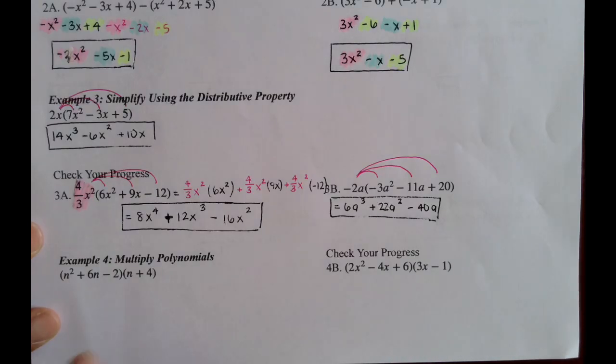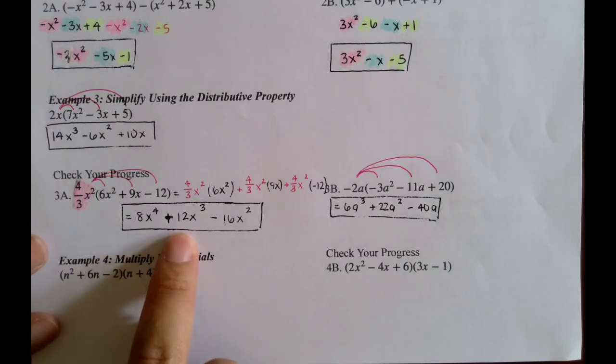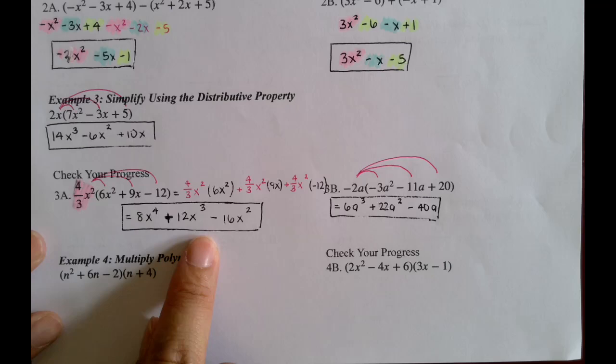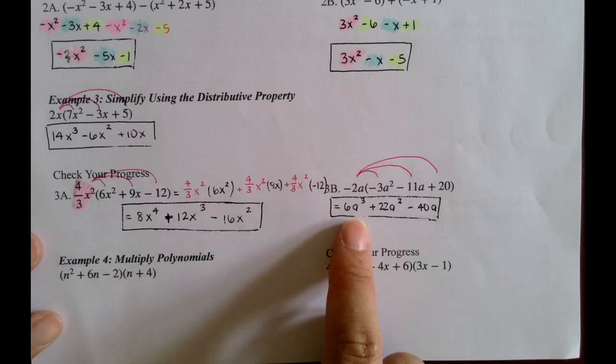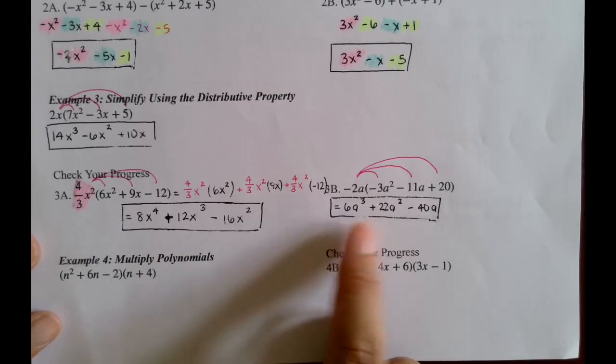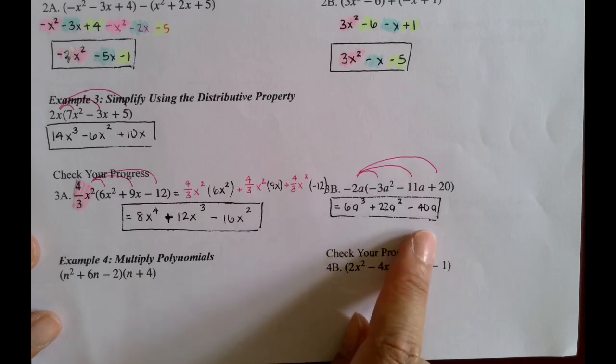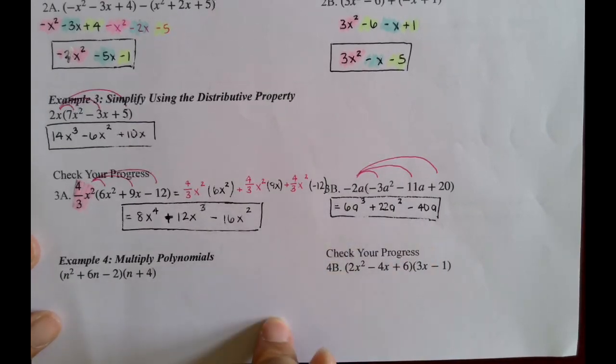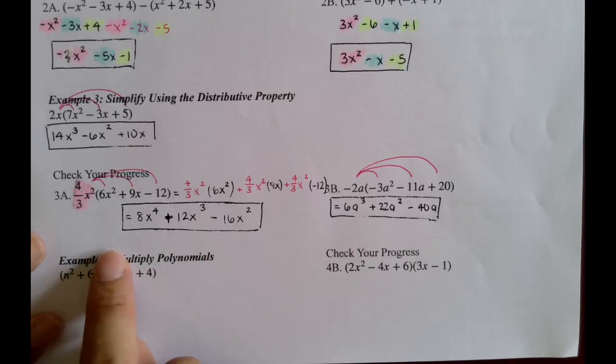Okay, for 3A, you should have gotten 8x to the fourth plus 12x cubed minus 16x squared. And for 3B, you should have gotten 6a cubed plus 22a squared minus 40a. If you got that, you can move on to example 4. If not, here's your explanation.